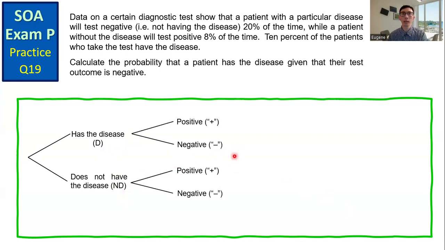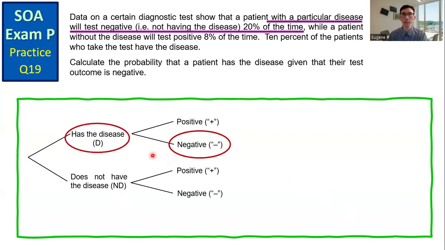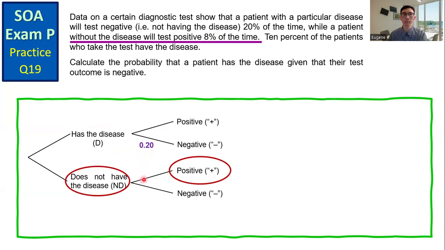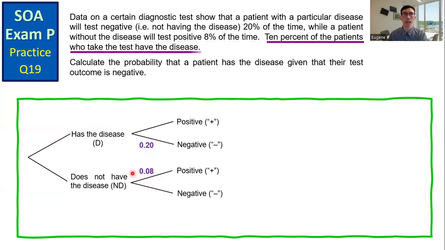From the question, a patient with the disease will test negative 20% of the time. For this branch, we have a probability 0.2. And then a patient without the disease will test positive 8% of the time. This branch, 0.08. Lastly, 10% of the patients who take the test have the disease. So we have 0.1 on this branch.